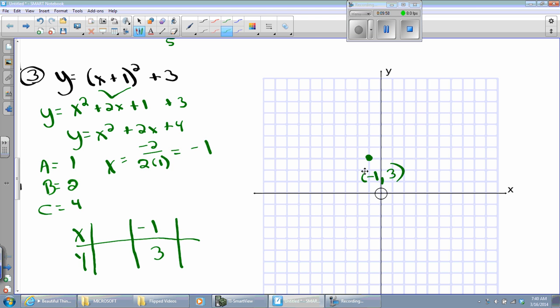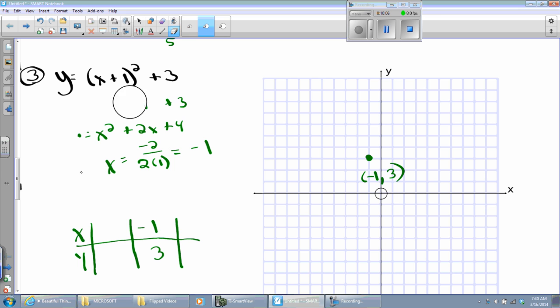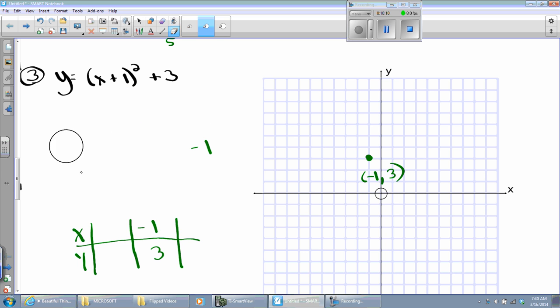But check this out. I did all this work, but when it's in this form, I can tell my vertex just by looking at the equation. The original equation. It only works when it's in this form. Look at this. -1. If I take x plus 1, set it equal to 0, and solve for x, I get x equals -1.